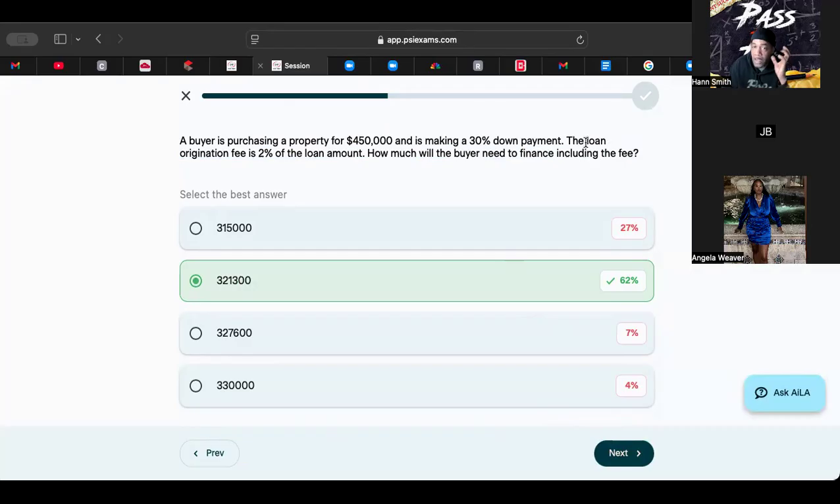But in this one, we've got to know that the down payment should be subtracted from the 450 to get our loan amount, and then that's the number we apply the 2% to. So how many steps is this? The buyer's purchasing the property for $450,000, making a 30% down payment. That's one step. We've got to figure that out. Two steps: the loan origination fee is 2%. We've got to figure that out. How much will the buyer need to finance? We have to then add the 2% fee plus the loan amount. That's the 321,300. That's the third step. So this is a 3-step problem.